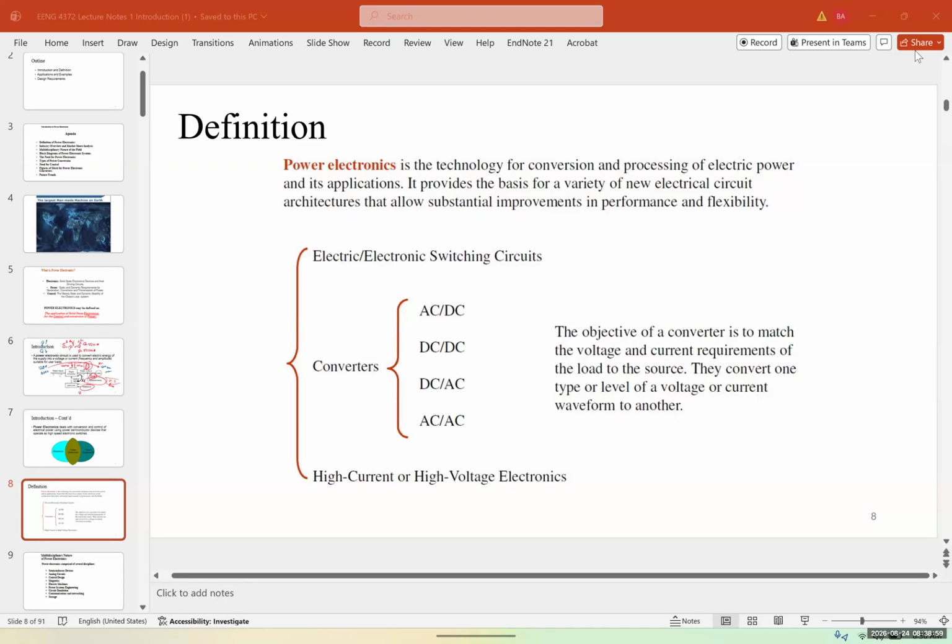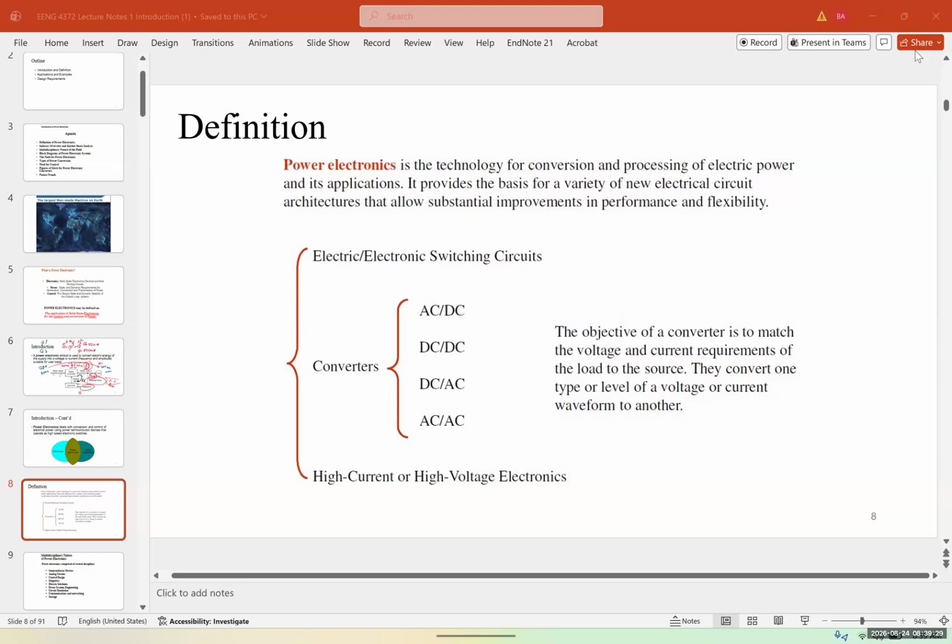And the objective is to convert the input and the output so they would match the required voltage and current. They usually convert one type or level of a voltage or current waveform to another. So it can be a high voltage to a low voltage or a low voltage to a high voltage and so on. Now you may ask, why do we have AC to AC converters?